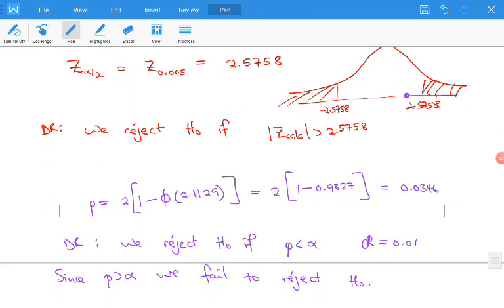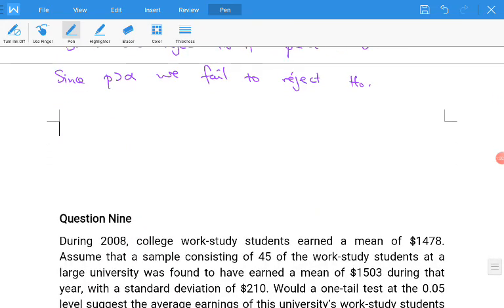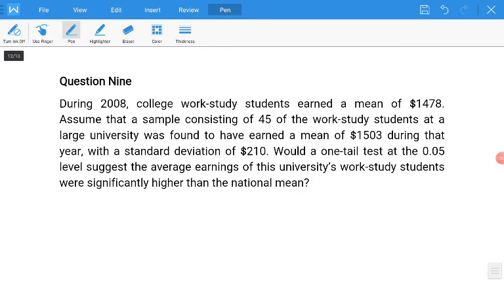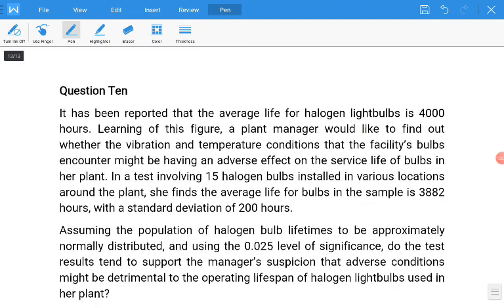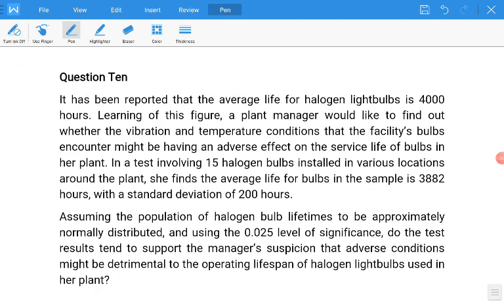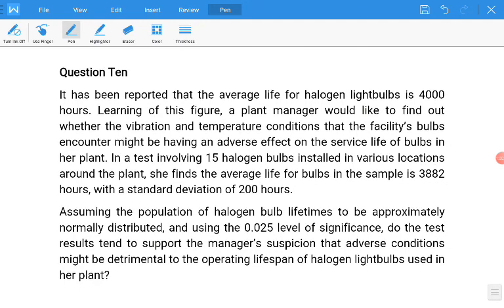So I've done 8 out of the 10 questions that I had for you. I'm going to leave these 2 questions, question number 9 and question number 10, for you, but the basic idea is just the same behind these questions. If there are any questions concerning this topic, please feel free to get in touch.